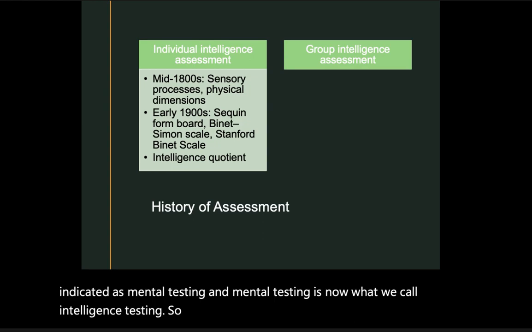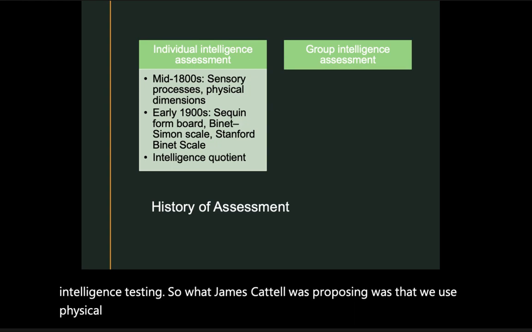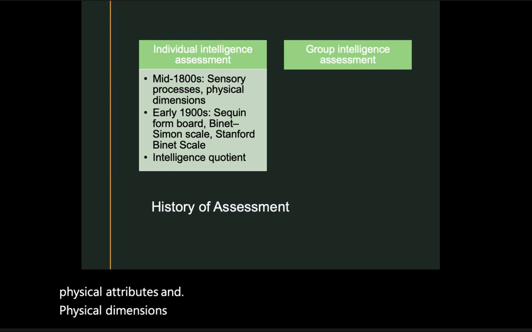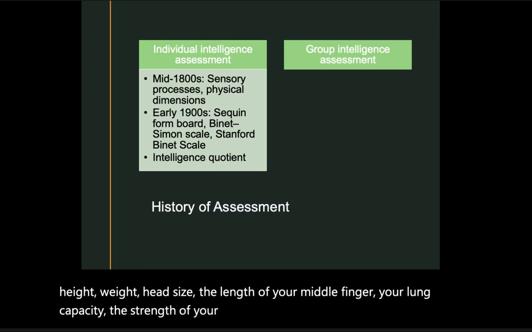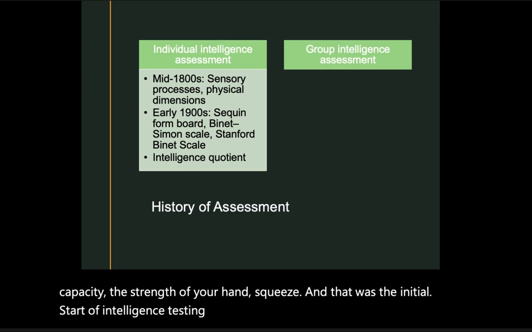So, what James Cattell was proposing was that we use physical attributes and physical dimensions to assess intelligence. He measured things like height, weight, head size, the length of your middle finger, your lung capacity, the strength of your hand squeeze, and that was the initial start of intelligence testing: these sensory and physical attributes.